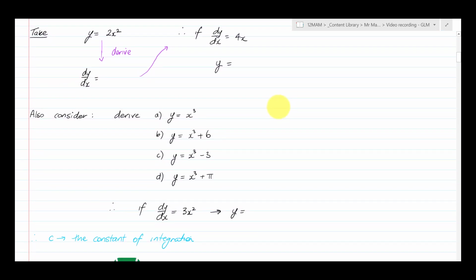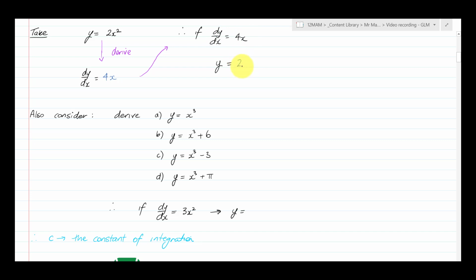First of all, let's take y equals 2x squared and derive it. And so if I derive y equals 2x squared, I get dy/dx is equal to 4x. So you recall that when you derive, you bring the power down as a multiplier at the front and you decrease the power by 1. So just following this purple arrow, you see that that means in reverse, if dy/dx equals 4x, then y must equal 2x squared.